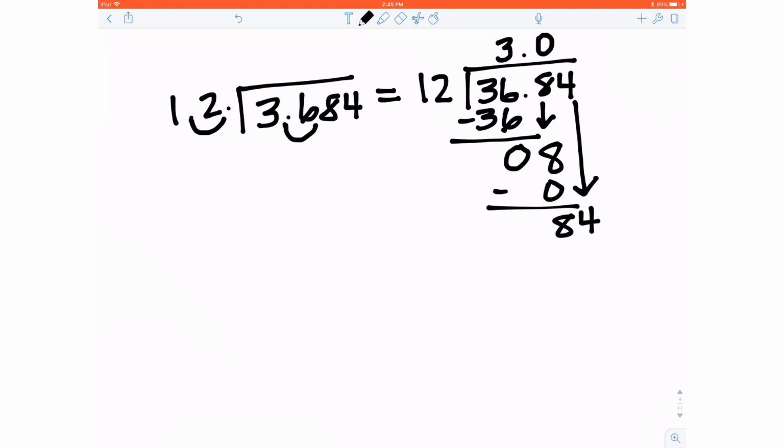Let's do that. We're bringing down our 4. 12 times 7 is 84. We bring that down here. 84 minus 84 is 0. So our answer is 3.07.